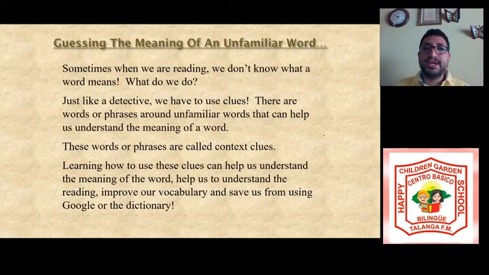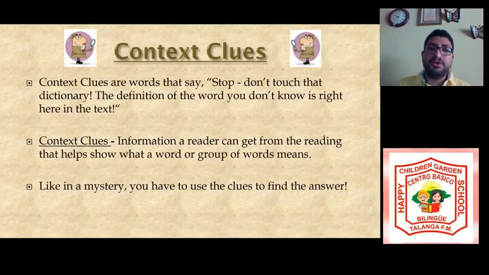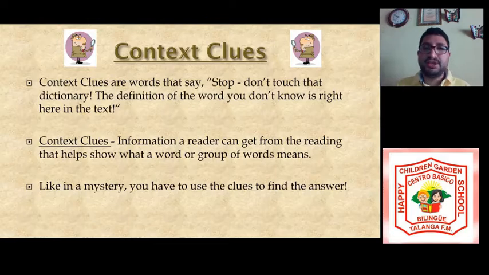If we understand the clue, we are going to understand the word and we're not going to need a dictionary to learn it. So context clues are words that say stop, don't touch that dictionary. The definition of the word you don't know is right in the text. So, like I say, you don't need a dictionary. You just have to learn to read around the word so you can find the meaning. It's information that you can find in the sentence. So it's like a mystery.